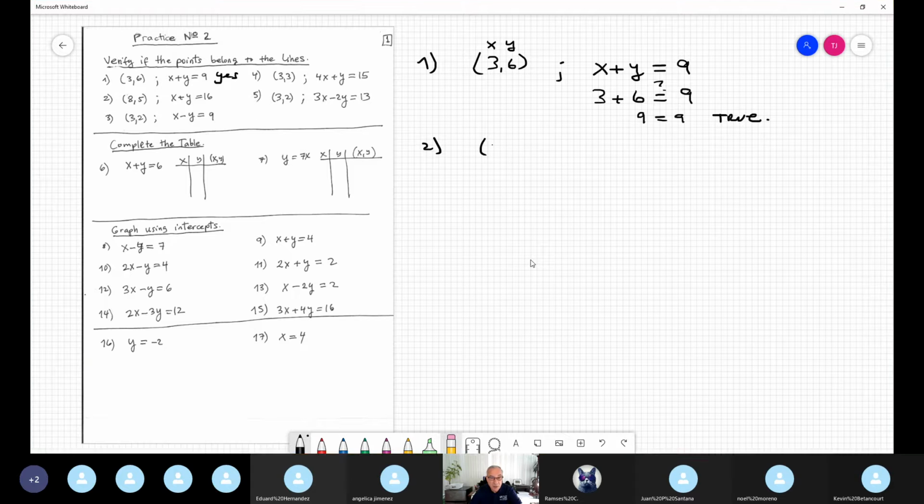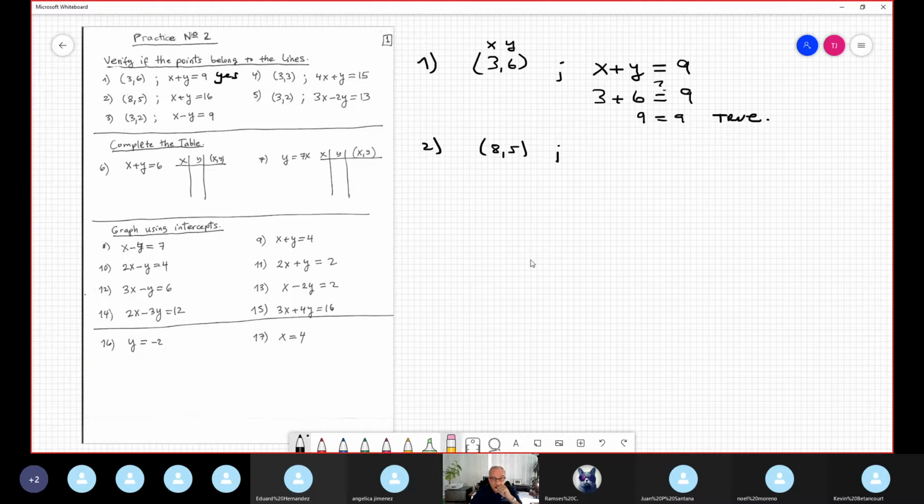Let's do the second case, (8,5). The line is x plus y equals 16. This is the x value, this is the y value. 8 plus 5 should be 16. I claim that. This is 13 equals 16. It's obvious, it's a contradiction. It's completely false, and the answer is no. This point doesn't belong. Number 3, do you follow me? Everyone follow me? Super easy, eh?